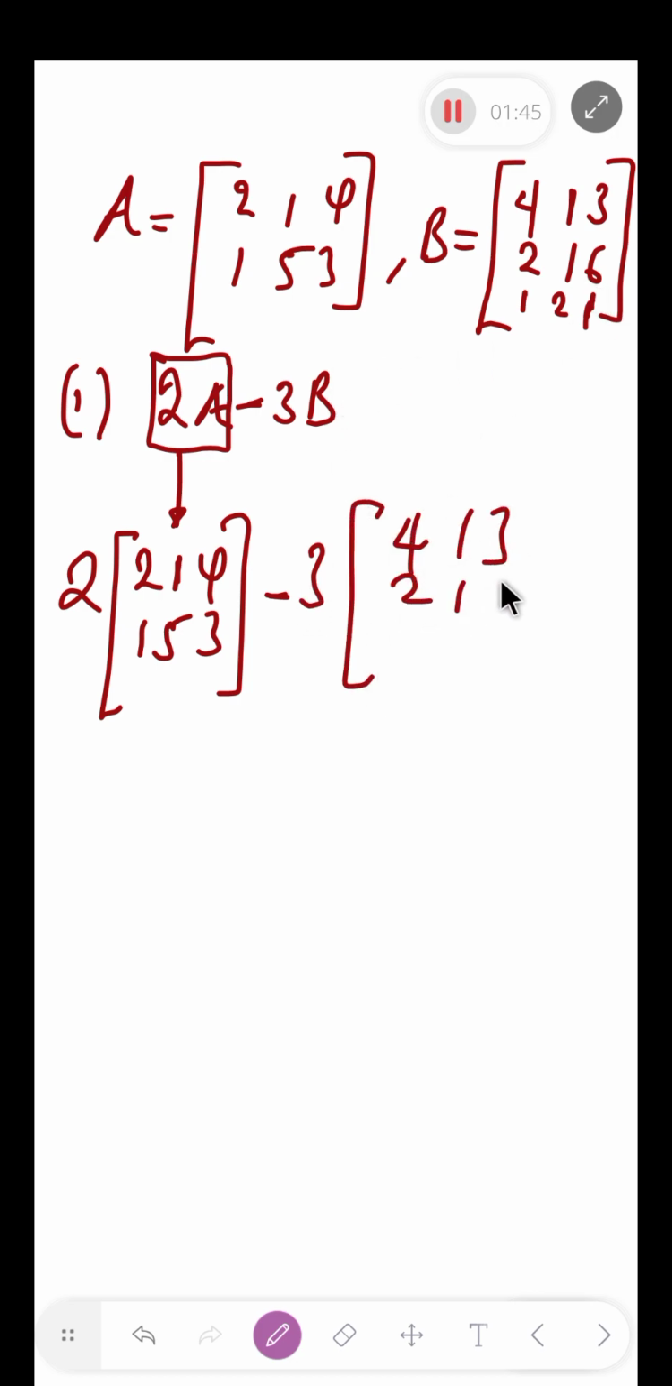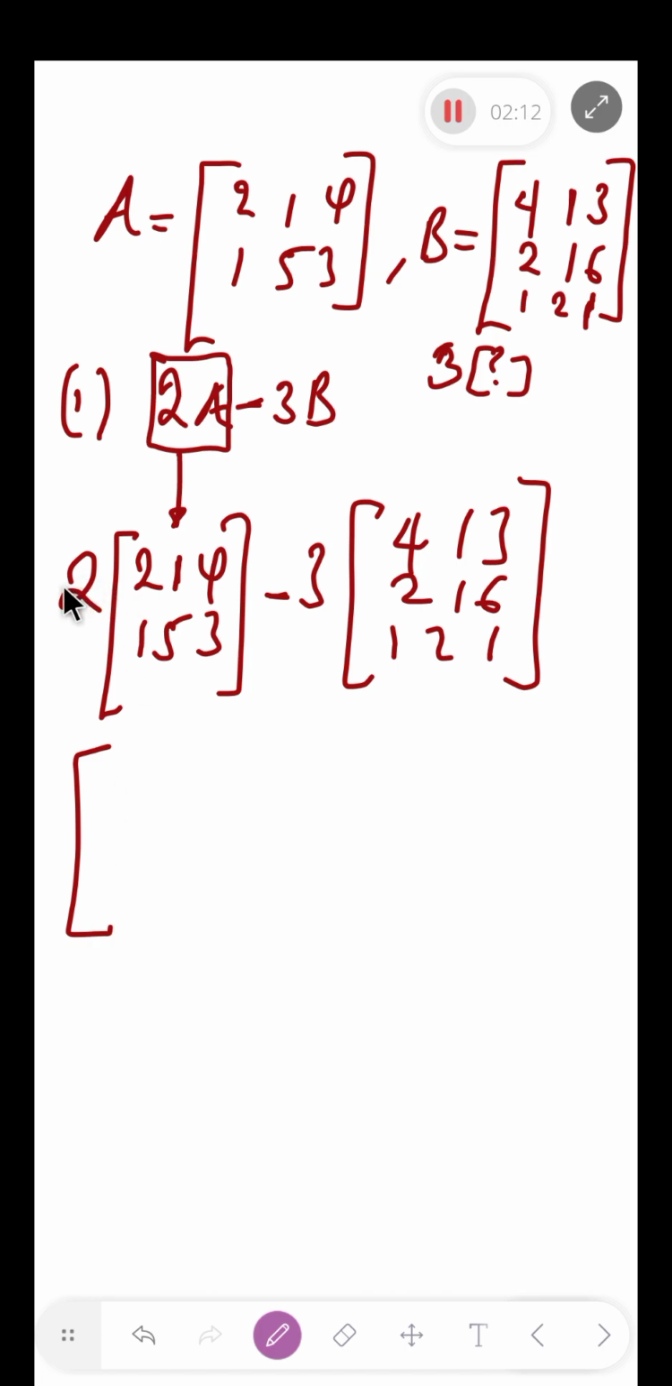413, 216, 121. You only have a scalar multiplication of a matrix if and only if a constant is actually multiplying any matrix. Okay, take note. If you have any constant, whether 3, whether 2, whether half, multiplying any matrix, then we call that kind of product scalar multiplication of matrices. So in this case, this is just direct product.